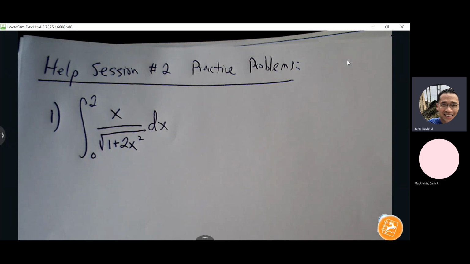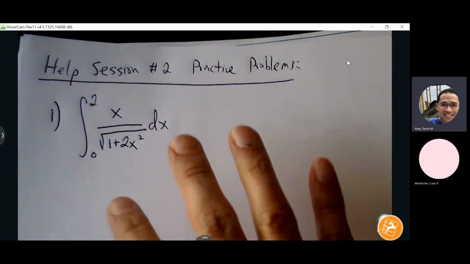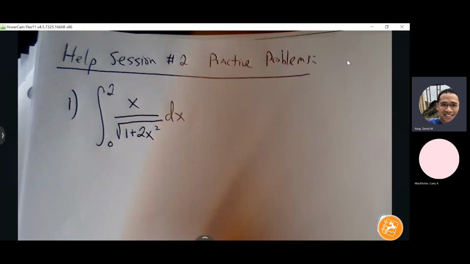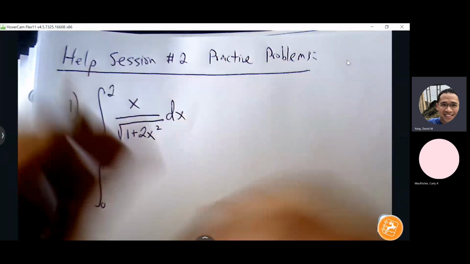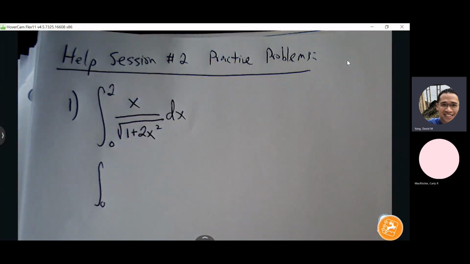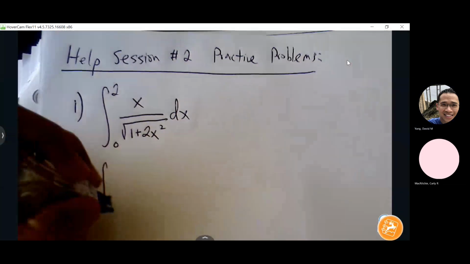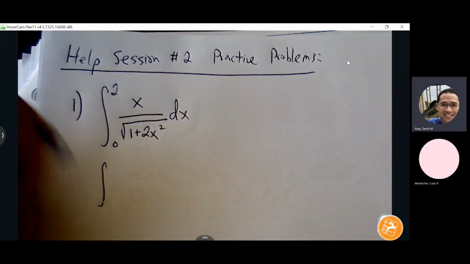Okay, so I'm just picking up some random problems for us to work on. So number one here, definite integral from 0 to 2, x over the square root of 1 plus x squared. We know that the bounds are not going to play a role at the beginning, so I'm just going to ignore the bounds and pretend like my problem doesn't have those bounds, and just focus on what I see with the indefinite integral.